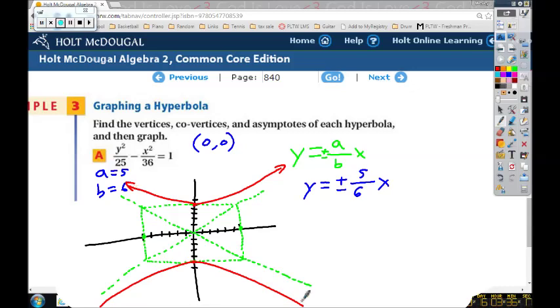So there's my hyperbola. I got the asymptotes, which are my dotted lines, my A and my B, which led me to graph the actual hyperbola.